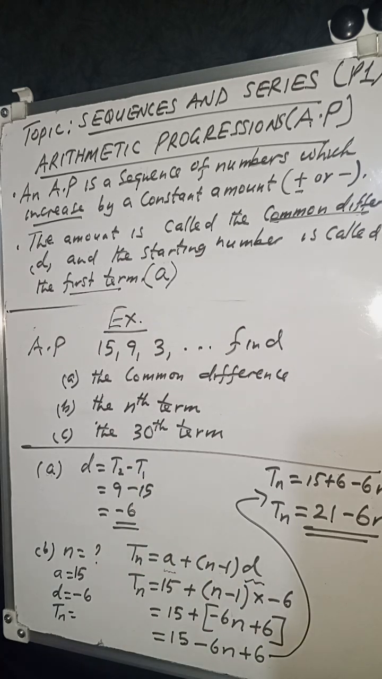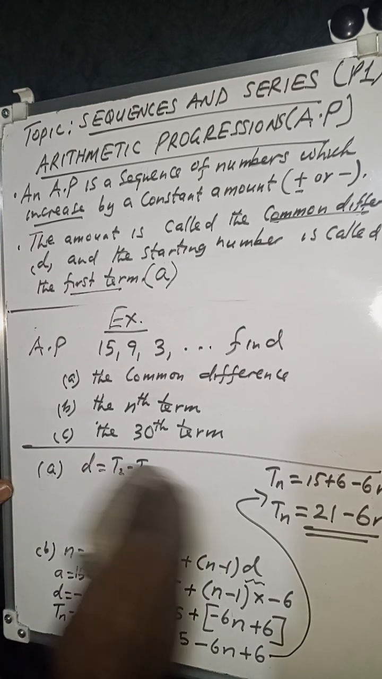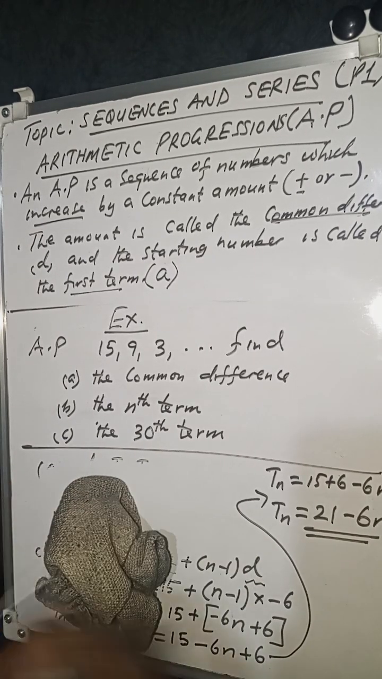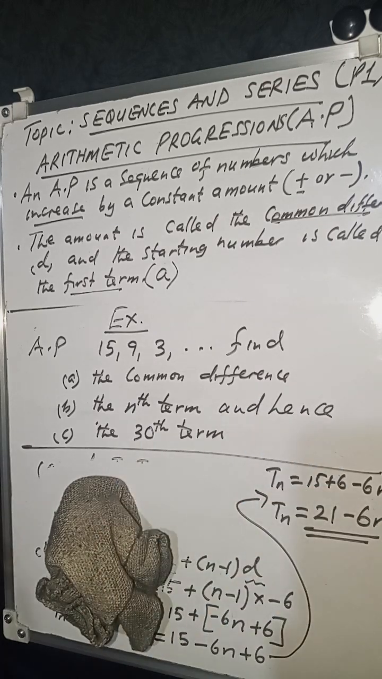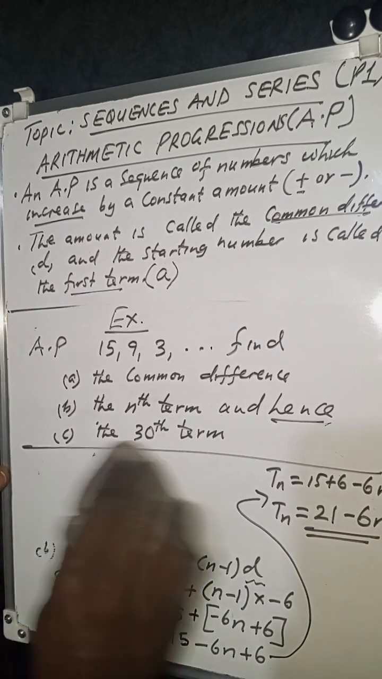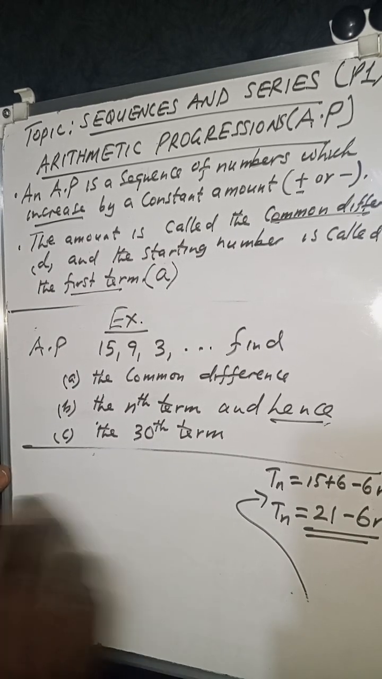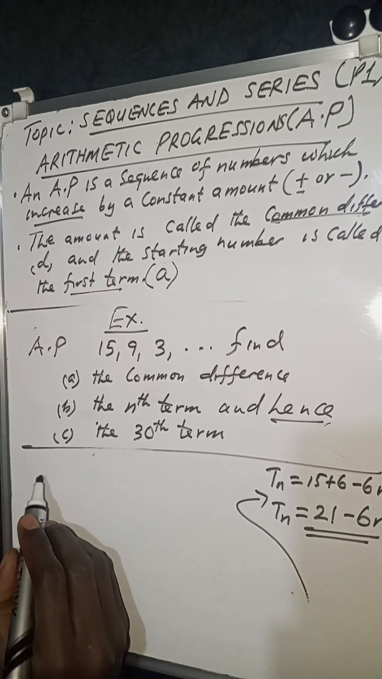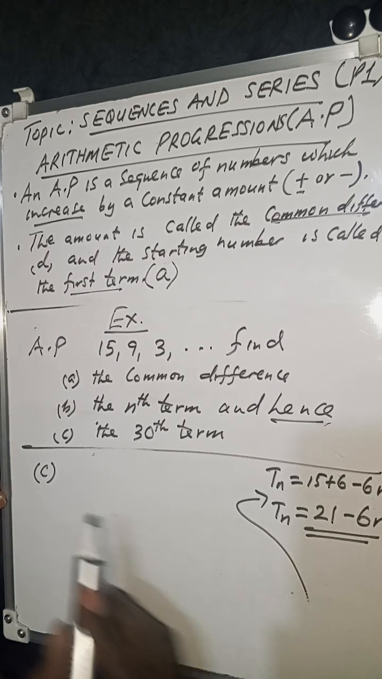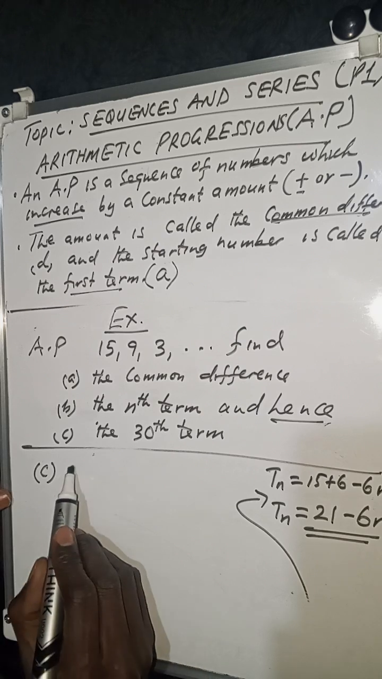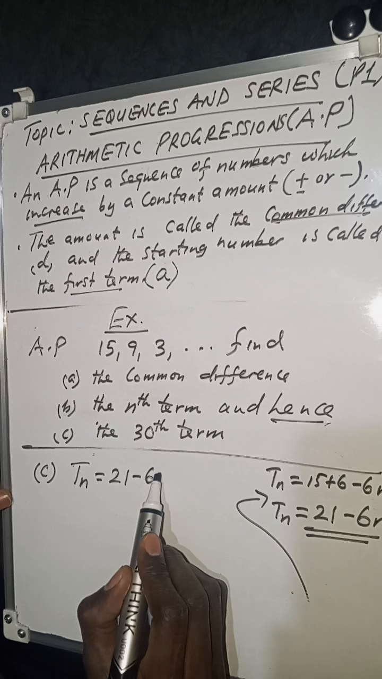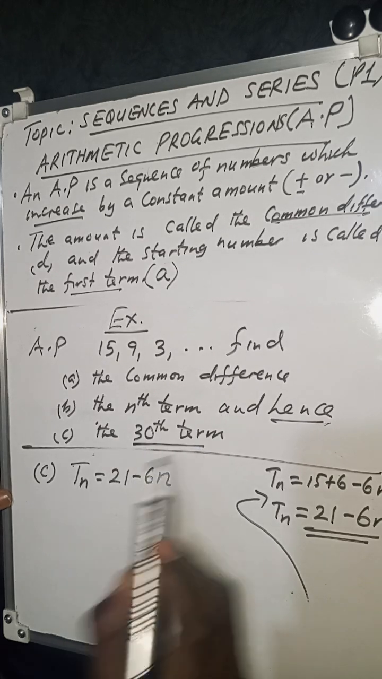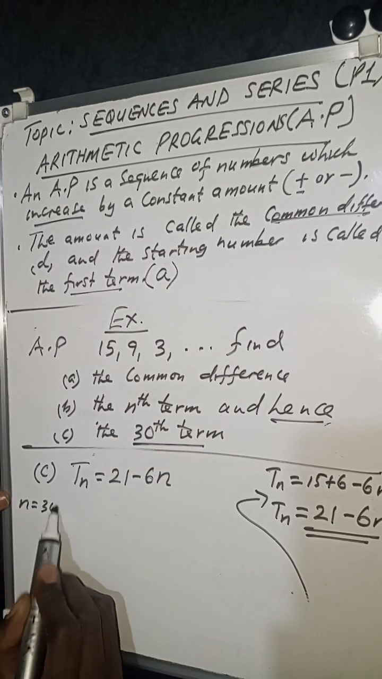All right, so now the question says the 30th term. In fact, I should have said and hence the 30th term. Hence means use what we have now found to find the 30th term. So that is what it simply means. So to find C, I'll use what I've actually discovered there, which is that one there. So since I know this is the general formula, it is 21 minus 6n. Since they want me to find the 30th term, meaning when n is equal to 30.